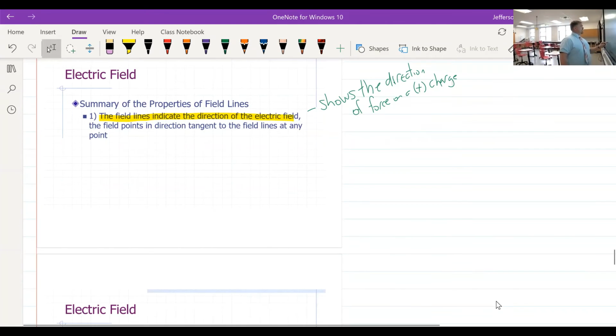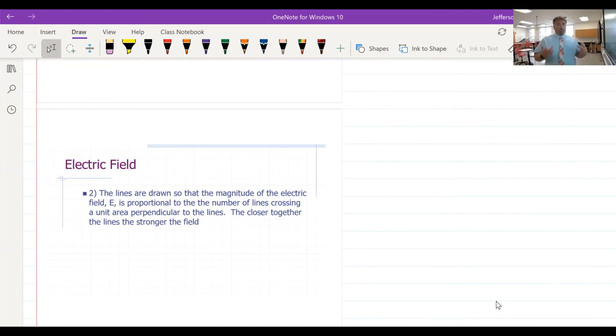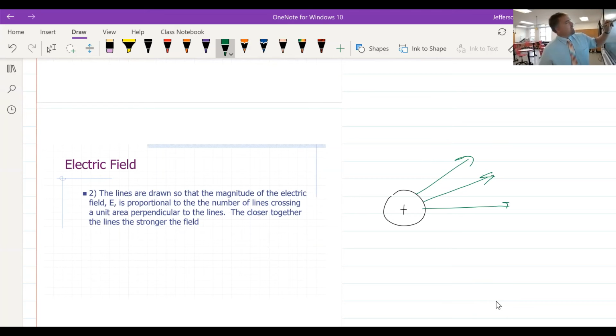The second thing is that the lines are drawn such that the magnitude of the electric field is proportional to the number of lines. This is the exact same thing as with our gravitational field. If this is our positive charge, our electric field lines spread out like this. They show the direction positive charges will move.